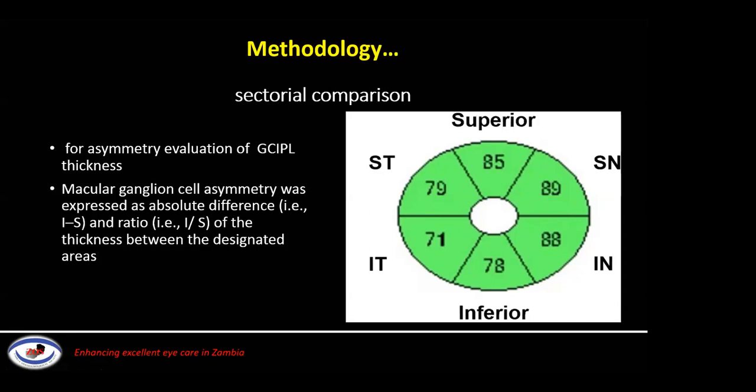And they will average all the superior values, 79, 85, and 89, and take a superior value and compare it with the inferior value. Also, they will compare superotemporal and inferotemporal. 79 and 71 will be compared. 85 and 78 will be compared. And 89 and 88 will be compared. So they do a hemispherical comparison, that is between the superior and the inferior. And they also do a sectoral comparison between the superotemporal, inferotemporal, superonasal, inferonasal.